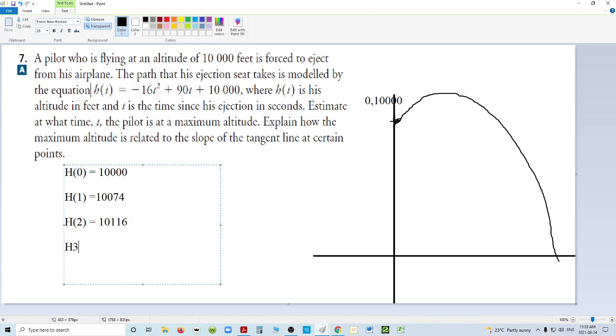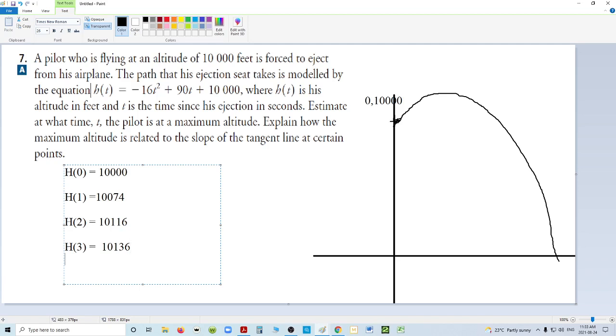So what's my height at 3? It's going to be minus 16 times 3 squared, which is 9, plus 90 times 3, which is 270, plus the 10,000. So the minus 9 times this is minus 9, and that's 54. So minus 144 plus 270. I can see that that's going to be 136. So I can see that my height is now 10,136. So I'm still going up because height 3 is higher than height 2.